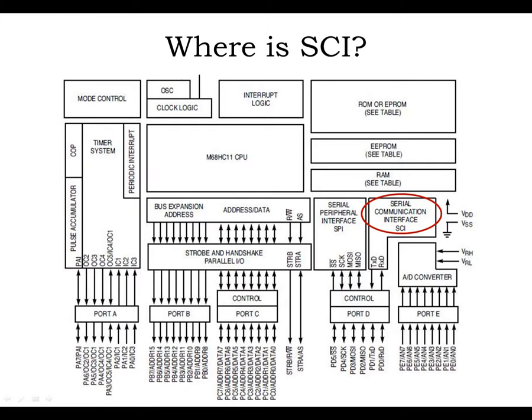And if you look at here, the port D pin 0 and port D pin 1, those are basically the transmission and receiving line for this unit. When you go to the lab, we'll be using these two pins to send the data and to receive the data if we use the serial communication interface, okay?